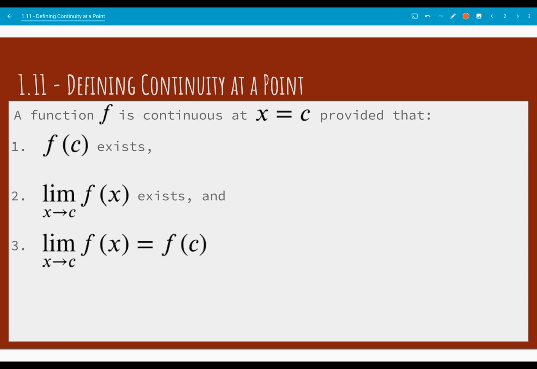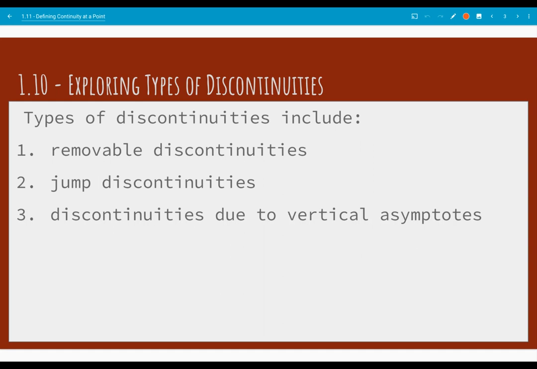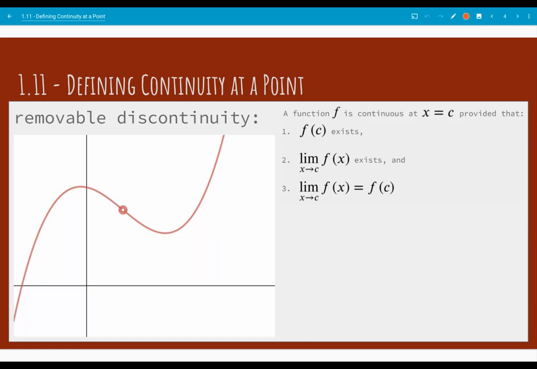So what I want to do is take this definition and look at those examples of discontinuity that we talked about and talk about why, based on this definition, those are discontinuous. Three of the types of discontinuities that we talked about are removable, jump, and infinite vertical asymptotes. We also talked about oscillating discontinuities. That's not going to be as important. We won't see that happen very often.